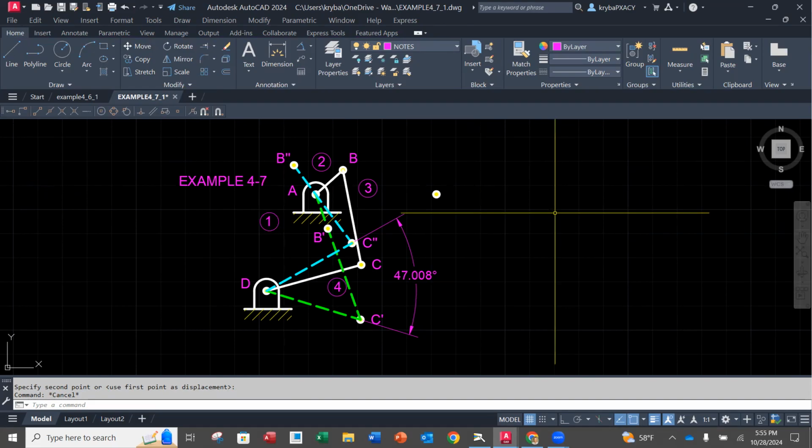What page is this on? This is on page 90, Aaliyah. Okay. All right. So that's example 4-7. I am going to stop the recording here.